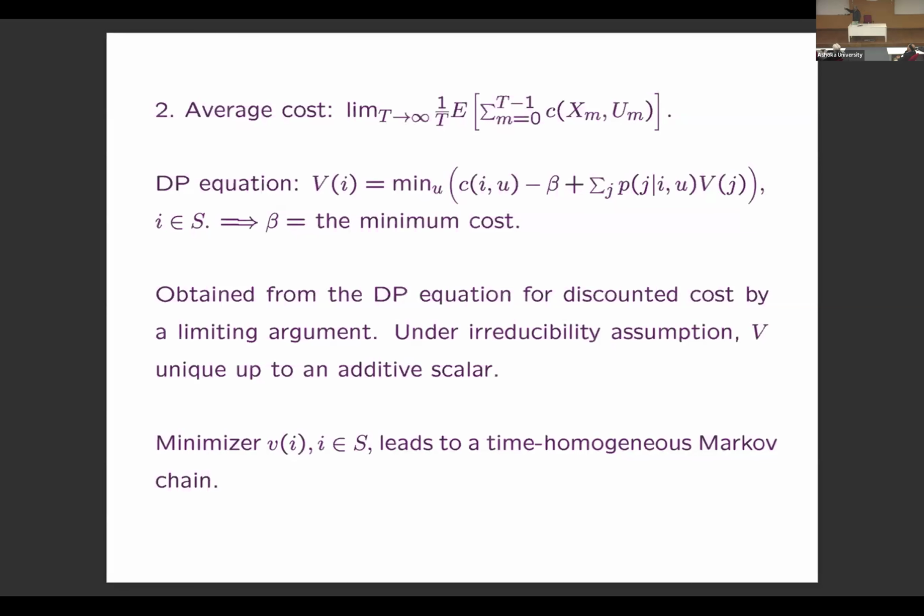The way you derive this is you take a vanishing discount limit in the discounted cost equation, and you have to renormalize it each time by subtracting off something. It's a little messier, but it works. The other problem is that if I add a constant to the vector v, it will still solve the equation. Both v and beta are unknowns, but beta is uniquely specified as the minimum cost. V is unique only up to an additive constant, under some irreducibility assumption, which means you can go from any part of the state space to anywhere else. Again, the minimizer doesn't depend on time, so if I use u_n equal to v of x_n, it's a time homogeneous Markov chain.